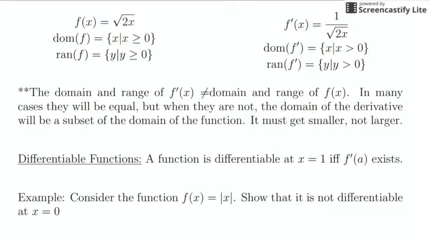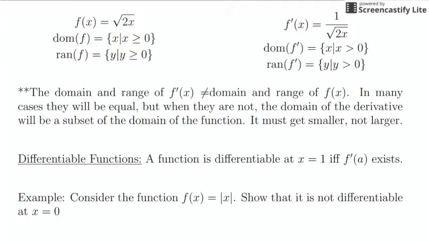So consider the graph of the function here. Consider the function, the absolute value of x. We're going to show that it's not differentiable at x equals 0. Now, f at 0, if I plug 0 into this, I take the absolute value of 0. My answer is 0. The original function does exist there, but you can't take the derivative of it there.